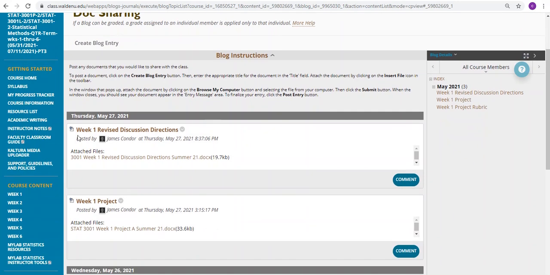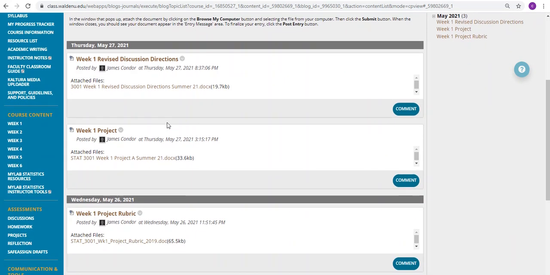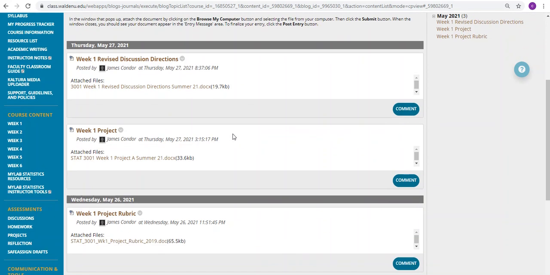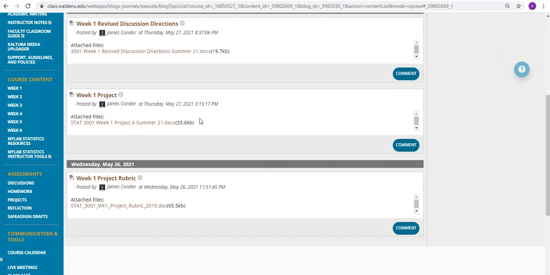But for example, for week one, you'll see there was the week one revised discussion directions. And there's not major changes, but there's necessary changes to all the discussions. And there'll be a video to help guide you through that. So make sure that the project is there, and then there's like a rubric each week. So there's not a lot in doc sharing, but the most important thing, again, the project and the revised discussion is there.